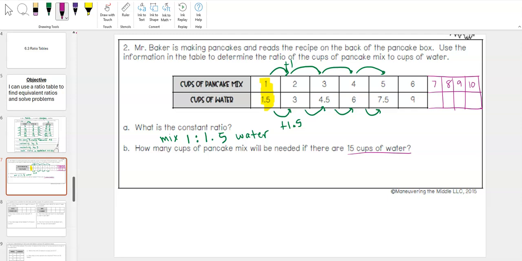So then this would be 10.5 plus, right? Because we're adding 1.5 each time. So if I add 1.5, that's 12, 13.5, 15. That is way 1. So we can see here, if I have 15 cups of water, I'm going to have 10 cups of mix. So one of the ways we could solve this problem is by extending the table.